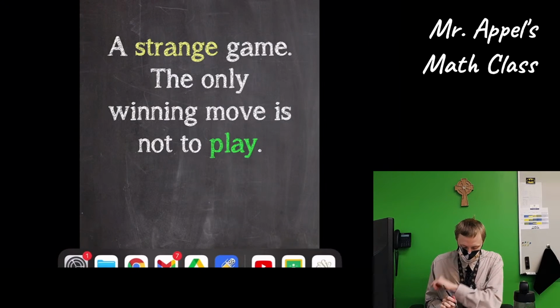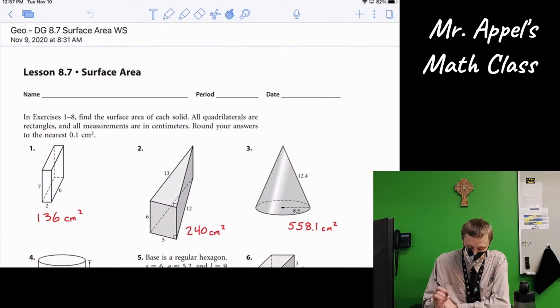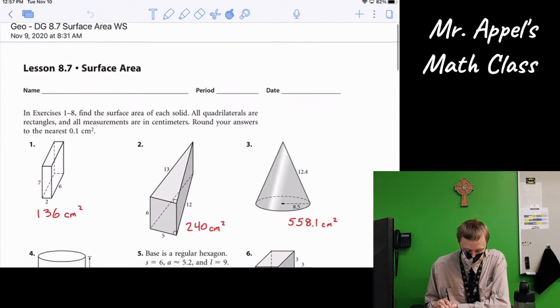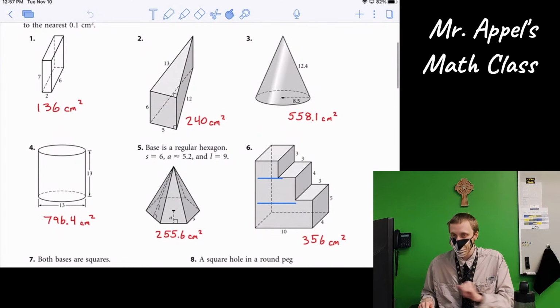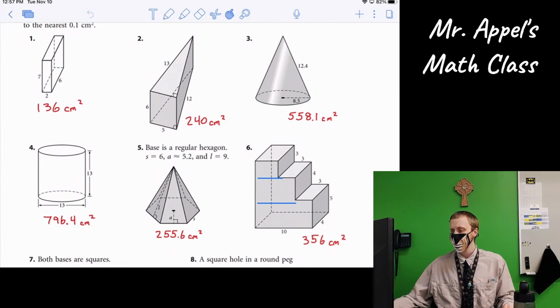But before we get to the volume, let's go back to surface area real quick. Yesterday, you completed these exercises from 8.7. Go ahead and take that out. Check your answers here against mine on screen.